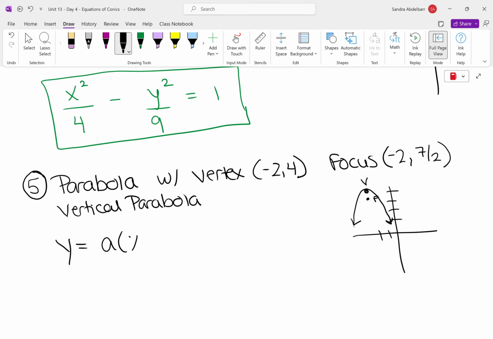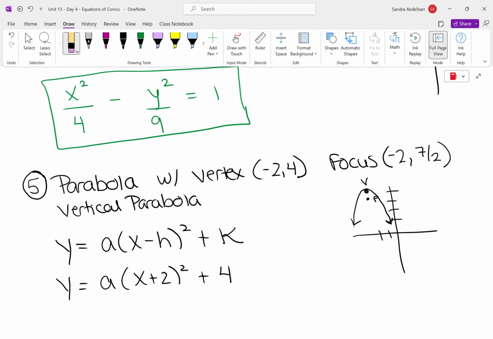So for a vertical parabola, is it x equals or y equals? Y equals. Y equals a times the quantity of x minus h squared plus k. We have our vertex, which is nice. So y equals a times the quantity of x plus 2 squared plus 4. Is this good enough? No, I need an a. This is going to stink a little bit. How are we going to get the a? What do we have to use?